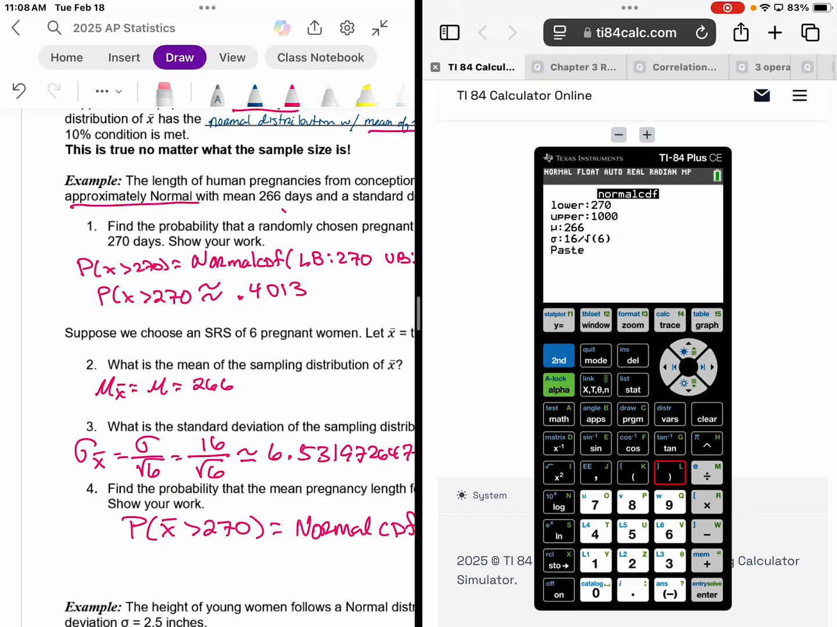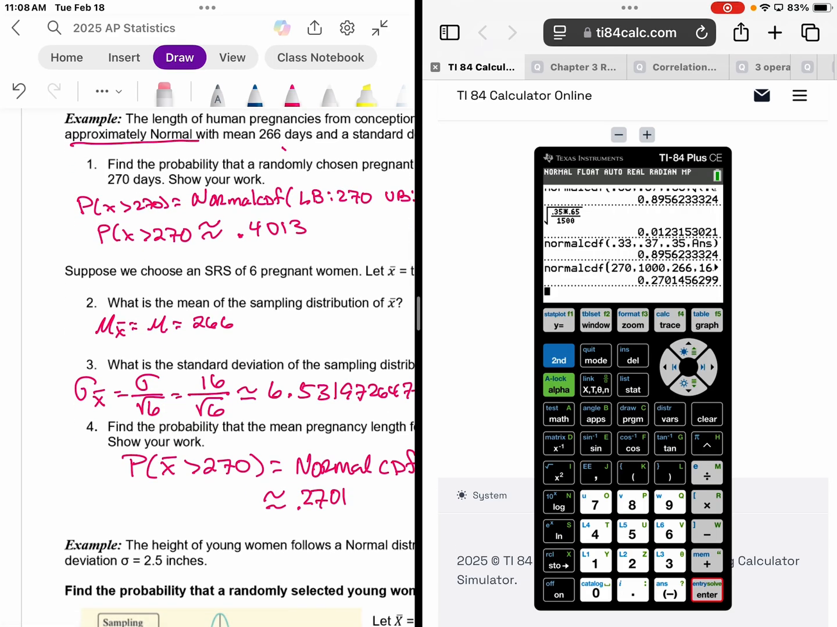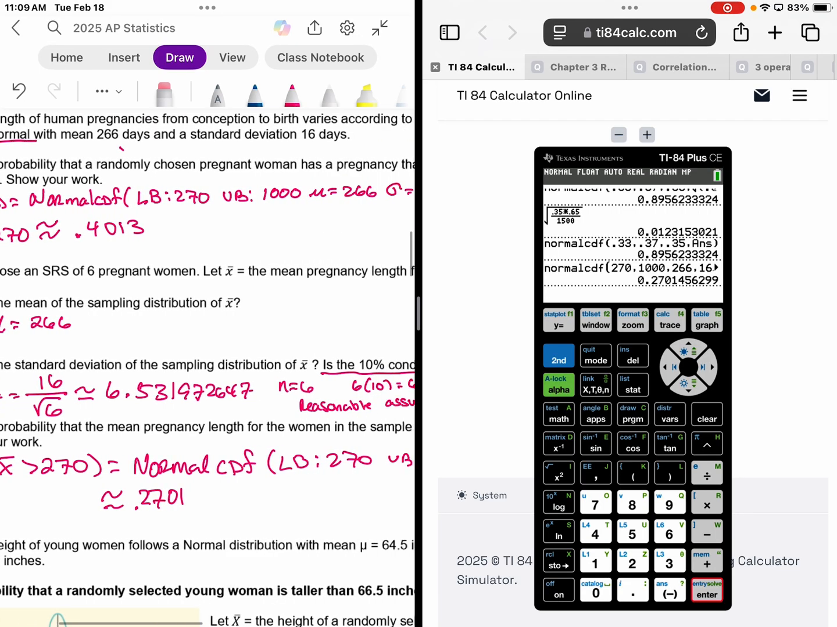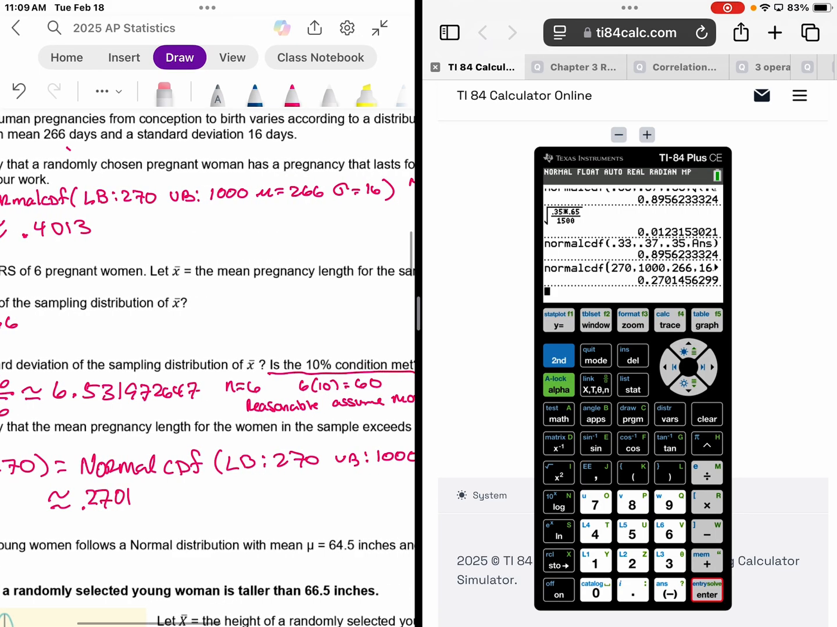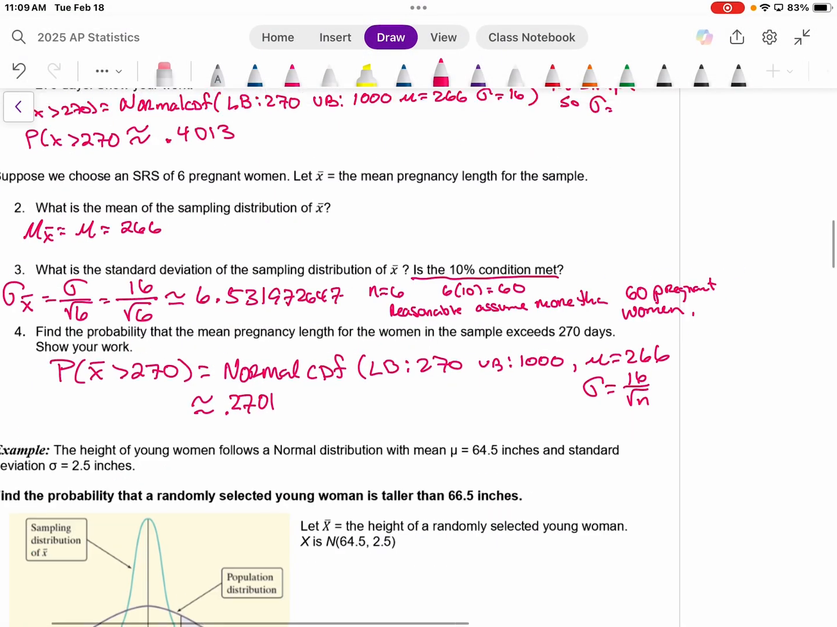Okay, so then I'm going to hit paste, and we find out that our probability is approximately 0.2701. So there's a 27.01% chance that the mean pregnancy length for the women in this sample will exceed 270 days. All right.